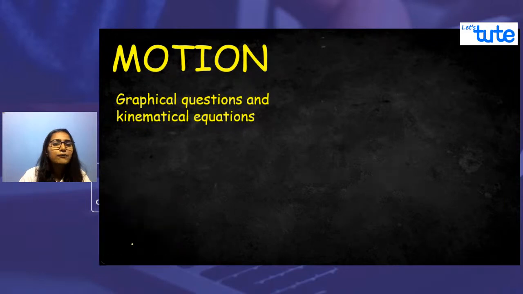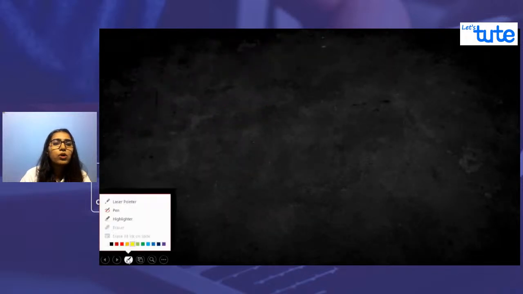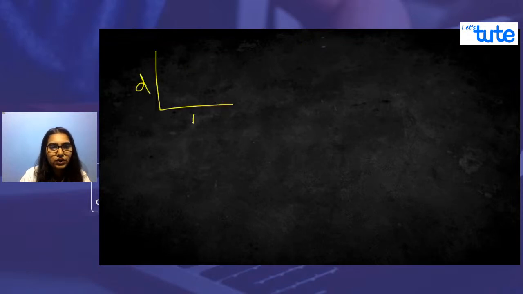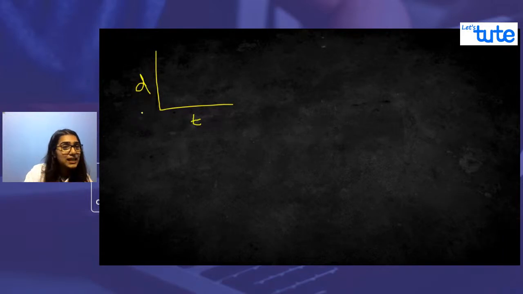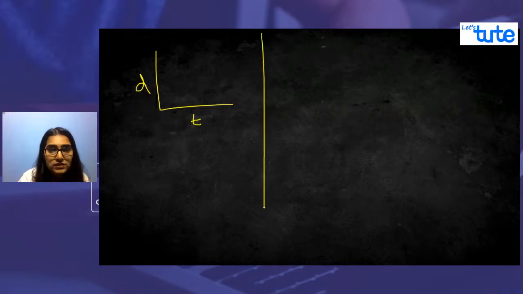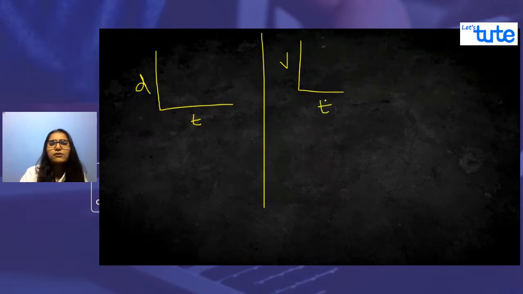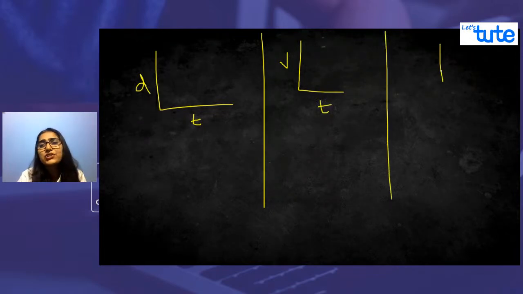In graphical questions, there are two or three things that you should know. You should know what a distance time graph is, and what a velocity time graph is. Distance and displacement time graphs can come. There can be velocity time graphs or speed time graphs, and they can ask you acceleration time graphs.